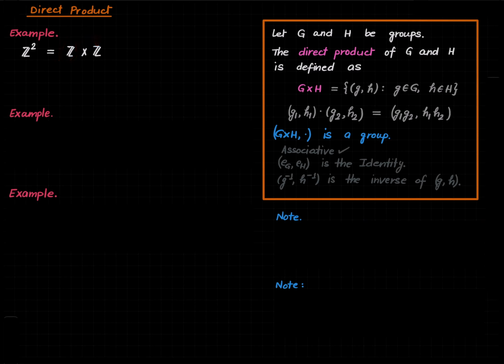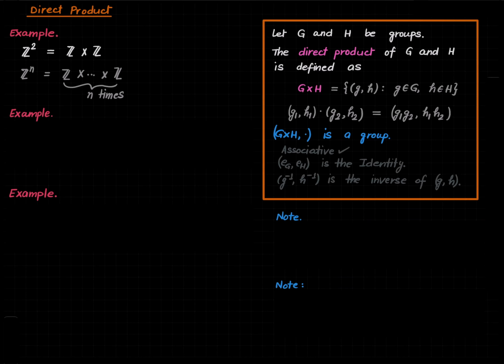And similarly, you can see that Zⁿ is just the n-fold direct product of Z with itself. So I'll leave you to verify this. It's hardly anything to do there.